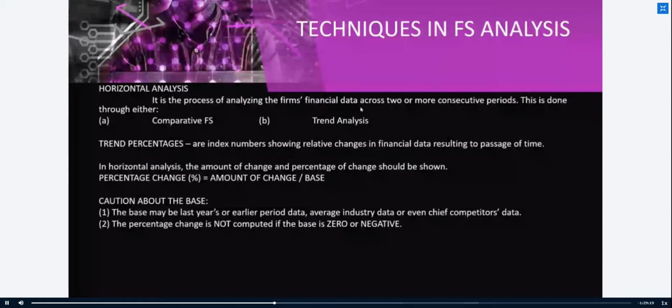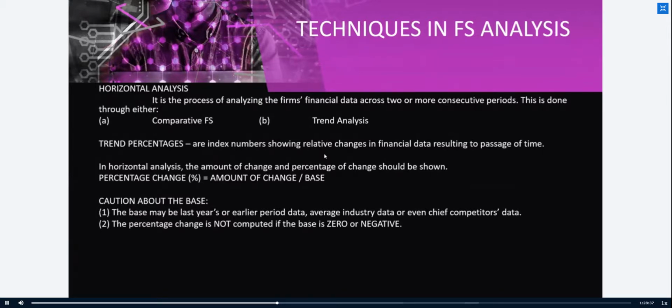In horizontal analysis, the amount of change and percentage of change should be shown. So the percentage change is the amount of change over the base, and actually the base is the last year. All right. Later on, I'll also demonstrate this to you. Basically the approach is, first we deal with the theoretical part, and then later on we'll discuss it by illustration, using a problem.